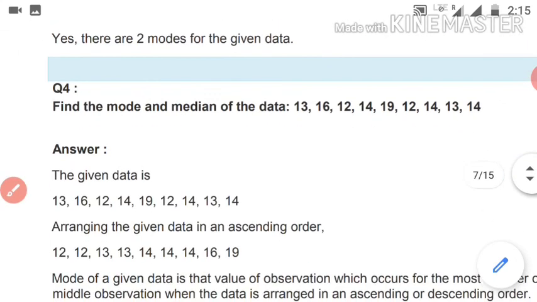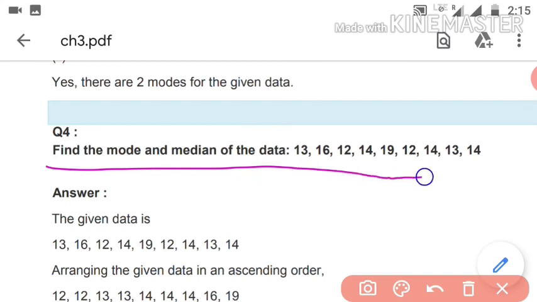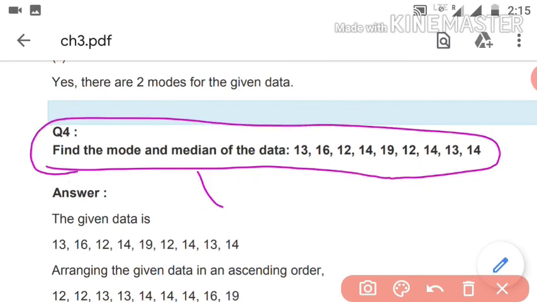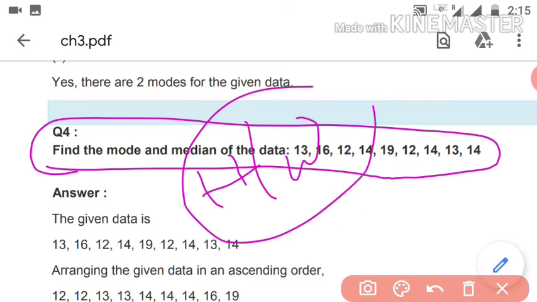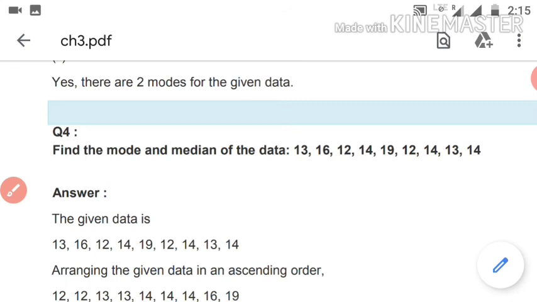Now come to the next question, question number 4. Find the mode and median of the data. So this question is homework. Okay, this is very easy. So this question will be homework. Mode means what? First you have to arrange these numbers in ascending order, and median means the exact middle one. Now come to the next question.